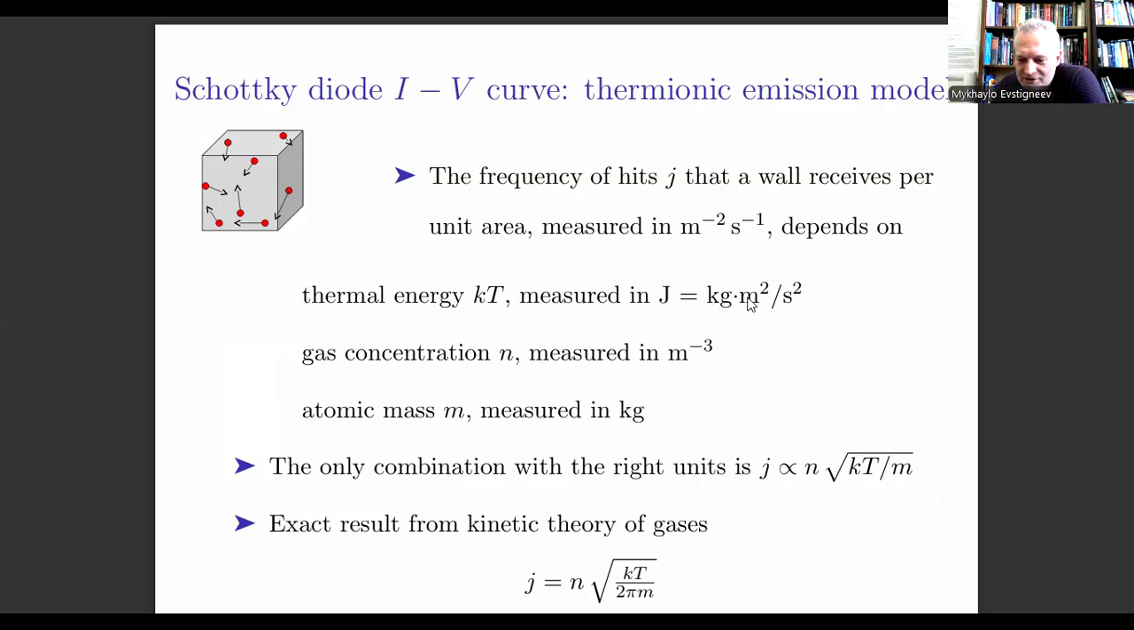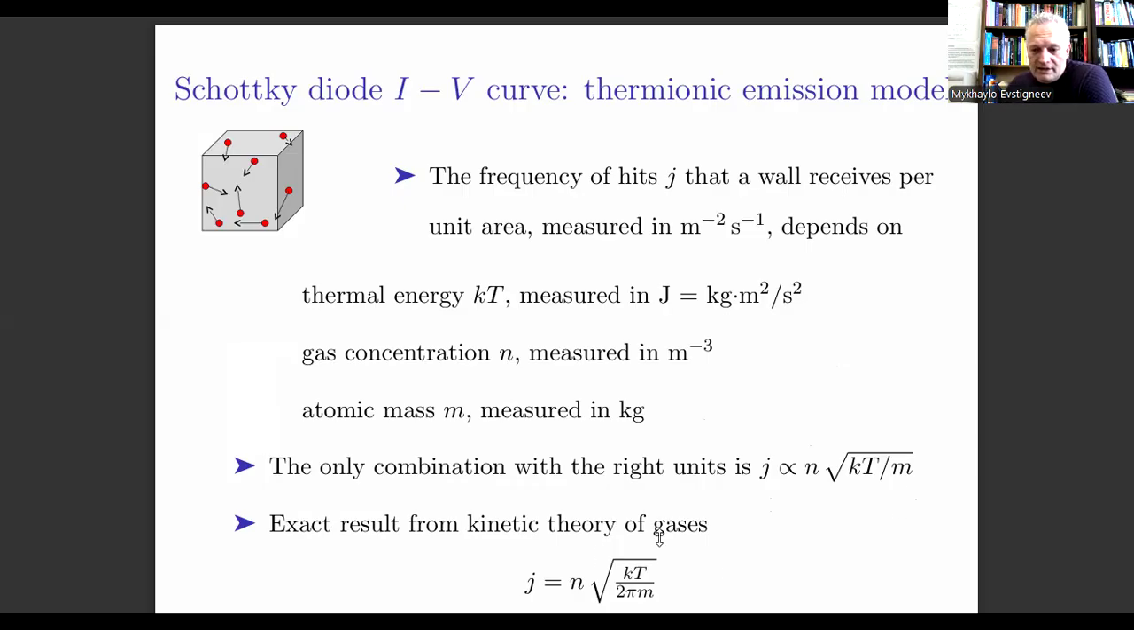Now, of course, dimensional considerations do not tell you anything about the proportionality constant. Dimensional reasoning can allow you to draw conclusions like j is proportional to n times the square root of kT over m, but it doesn't tell you what the proportionality constant is. The more precise calculation from the kinetic theory of gases gives the result that the proportionality constant is 1 over the square root of 2 pi. Yeah, 1 over the square root of 2 pi.